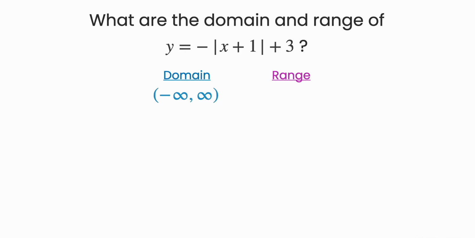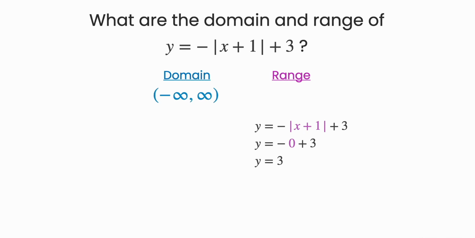We know that whatever comes out of the absolute value must be a positive number. It must be greater than or equal to 0. So to find the range of the entire function, let's substitute 0 in for the absolute value expression, and then simplify. The value of 3 for y represents one edge of our range, either the minimum or maximum value.